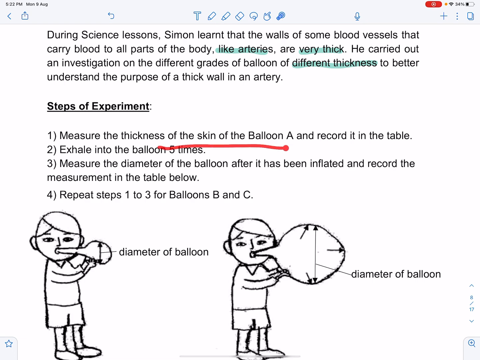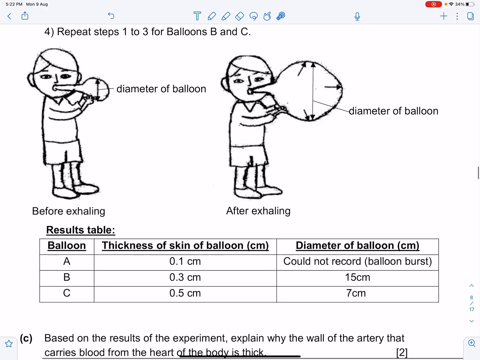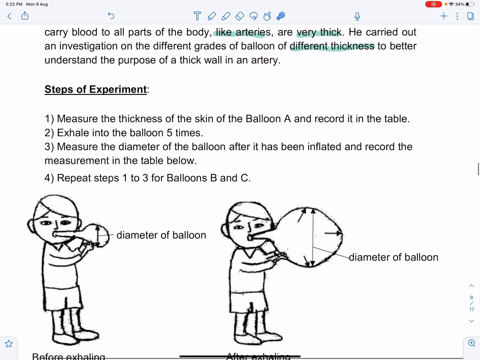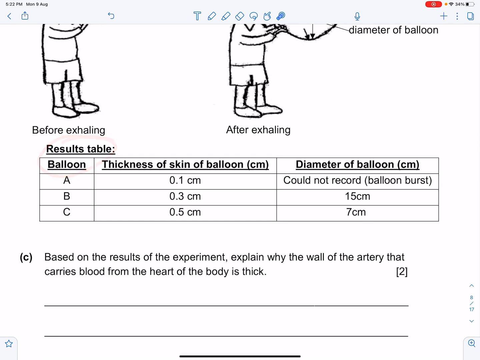You measure the thickness and record it in the table. Exhale into the balloon 5 times. Measure the diameter of the balloon after it has been inflated and record the measurement in the table below. Repeat steps 1 to 3 for balloon C. Alright, so then they show you a table. Now, based on the result of the experiment, explain why the artery that carries blood has a thick wall.